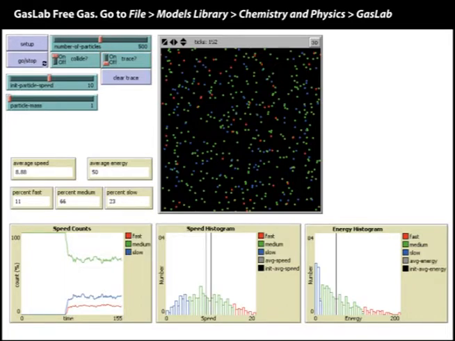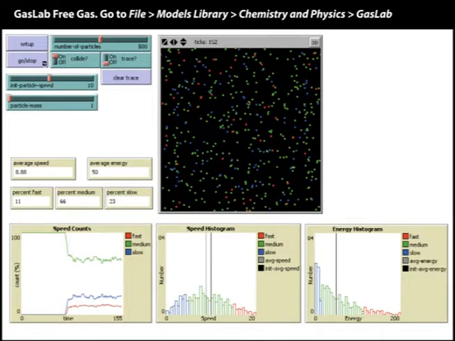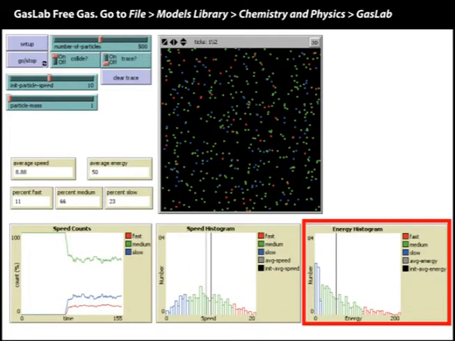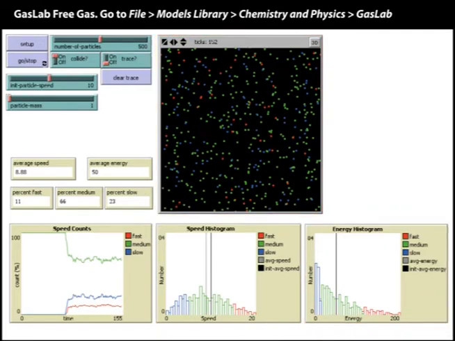There are several panels that report out important measures from the simulation, including the particles' average speed and their average kinetic energy, which is 1/2 mass times the velocity squared. It also reports out how many particles fall into one of three speed classes, fast, medium, and slow. In addition, the simulation reports out the speed classes with respect to time and shows rolling distributions of both speed and kinetic energy. Finally, notice how the particles in the arena are colored blue, green, and red. This tells you which speed class each particle falls into. Okay, let's get started.